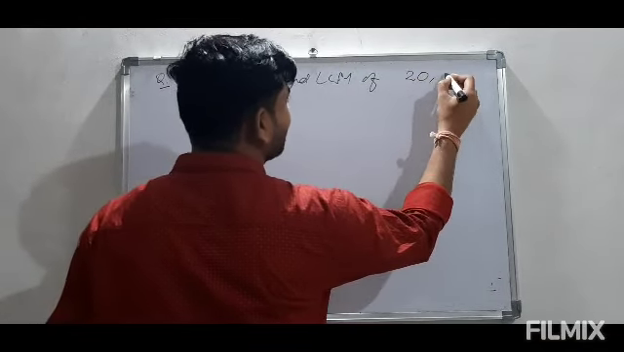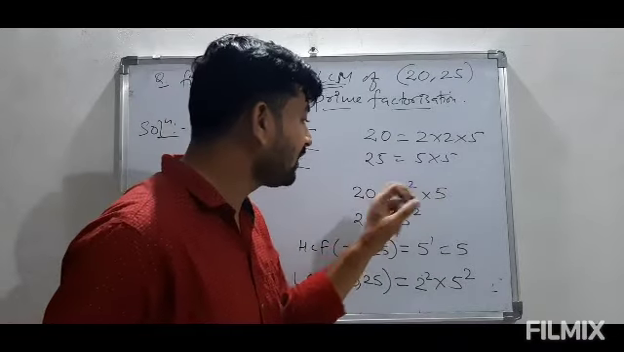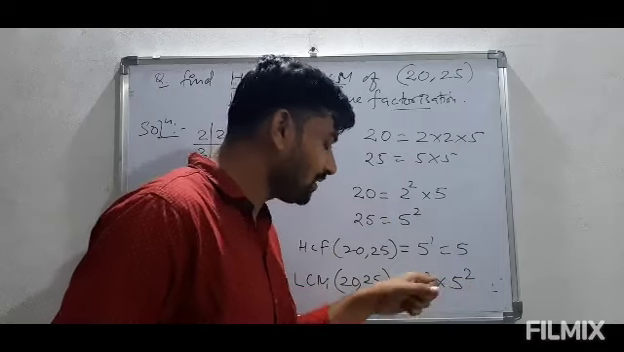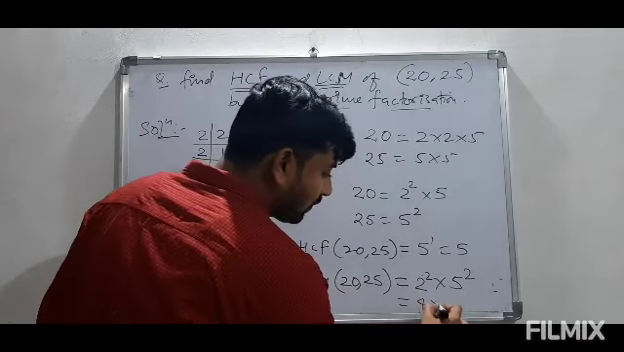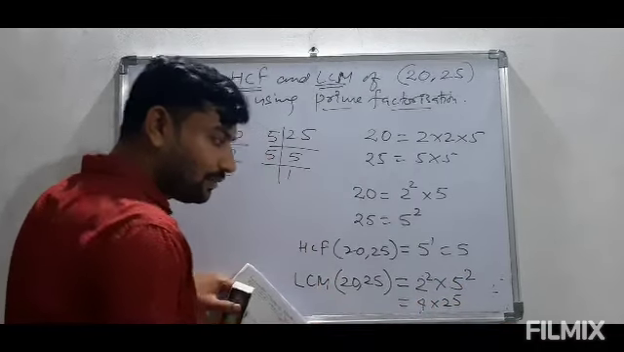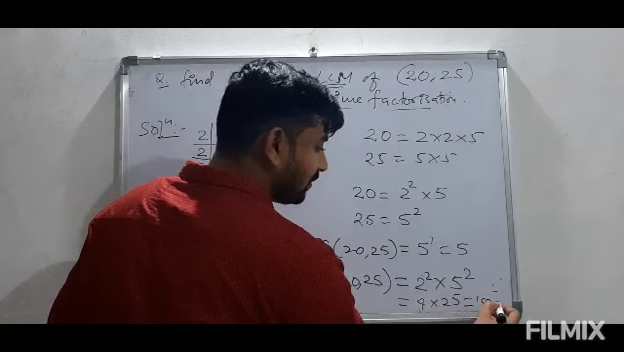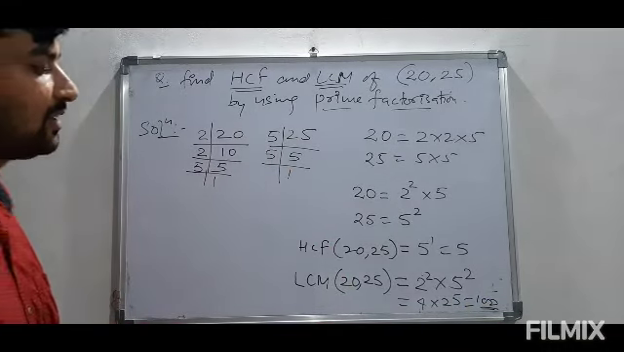So the only possible values are 2 and 5. Now we have to write the highest possible value factor. So here it is 2 power 2, so we have included highest power of 2, that is 2, and the highest power of 5 is here 1 and 2, so the highest one is 2, so we have included 2. Now multiply and get the answer. 2 power 2 is 4, 5 power 2 is 25, so the answer is 100. So the least common multiple of 20 and 25 is 100.